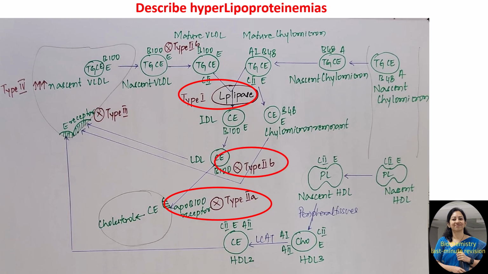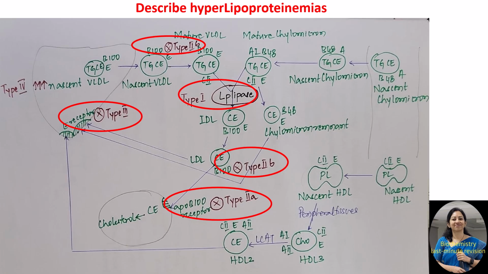Now type 2B is characterized by excess of ApoB100 on the surface of LDL. So this also results in a large amount of LDL in the blood circulation. So type 2A is ApoB100 receptor abnormality or deficiency. 2B is excess of ApoB100. Okay. Now type 3 is characterized by abnormal ApoE receptors.